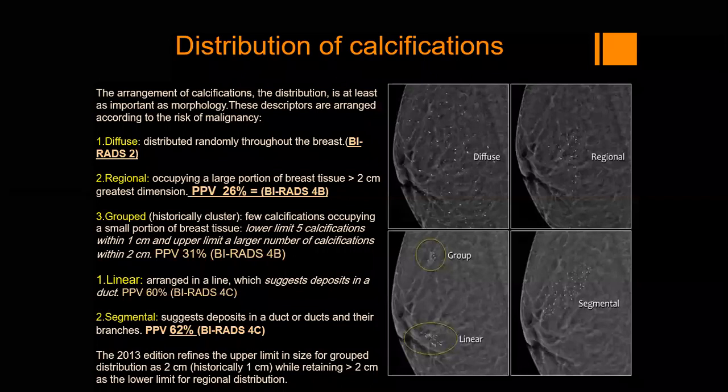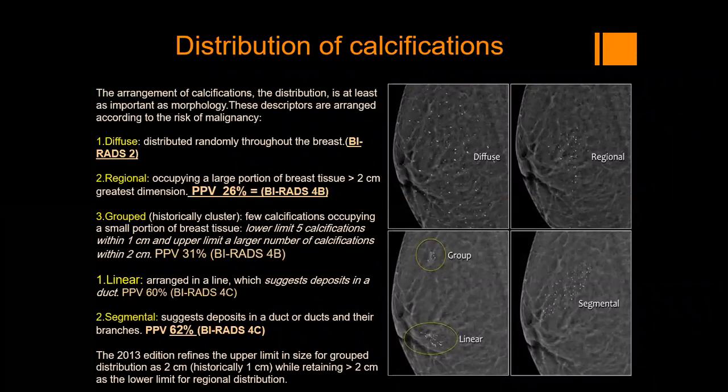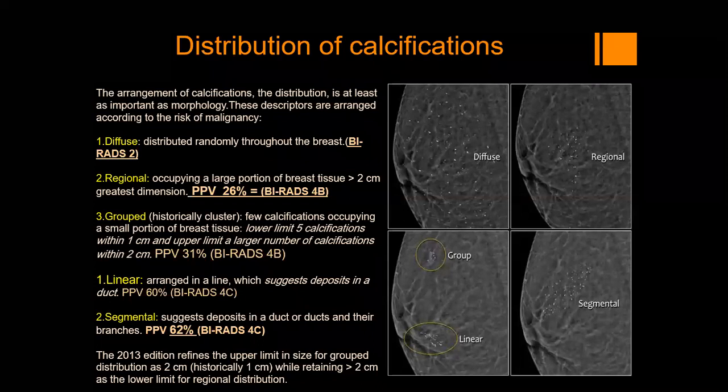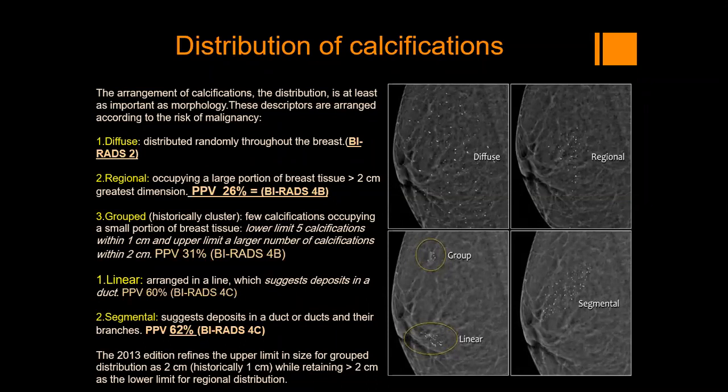Linear and segmental are BI-RADS 4C regardless of the morphology. Any type of calcification in a linear or segmental distribution, you have to put it BI-RADS 4C. But if it is regional or group, then you have to look at the morphology. If it is BI-RADS 4B morphology, it will still be BI-RADS 4B. But if it is linear branching morphology in group or regional, it will be upgraded to BI-RADS 4C because of the most suspicious morphology.